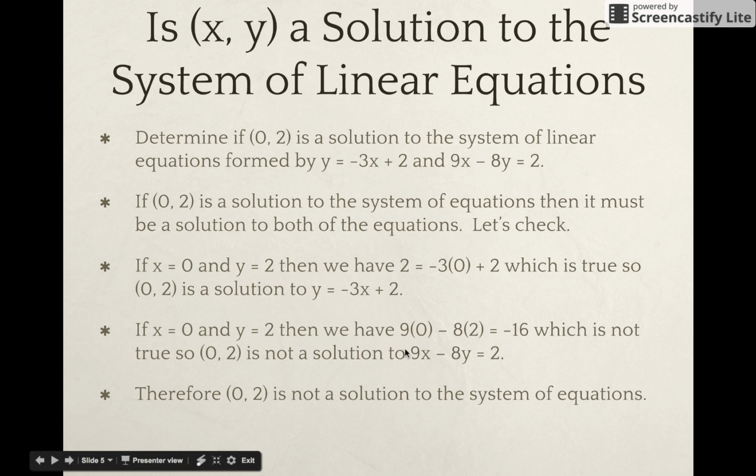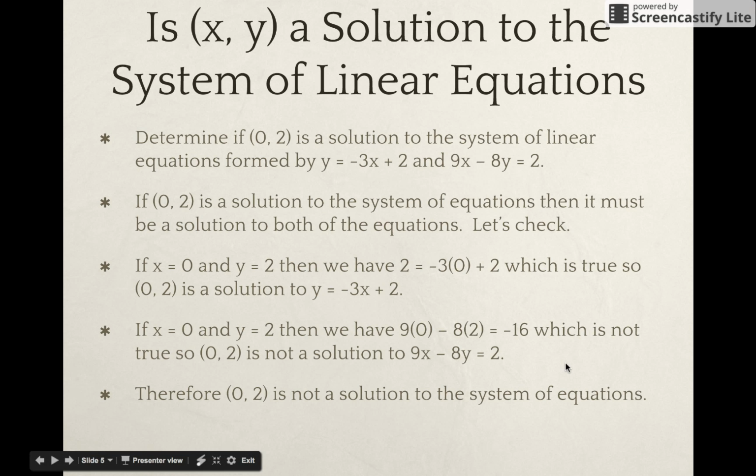We actually get a false statement. We get 9 times 0 minus 8 times 2, excuse me, sorry, I got confused there for a second. We get 9 times 0 minus 8 times 2, which is equal to negative 16. According to our equation, it's supposed to be equal to 2, and so this is not true.